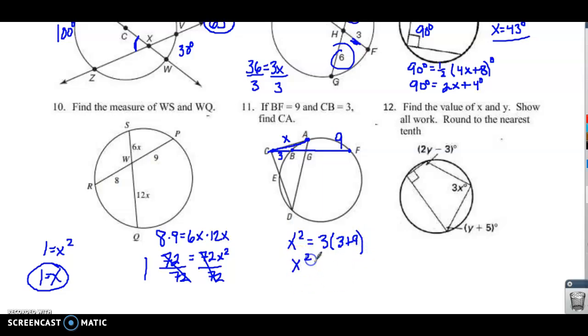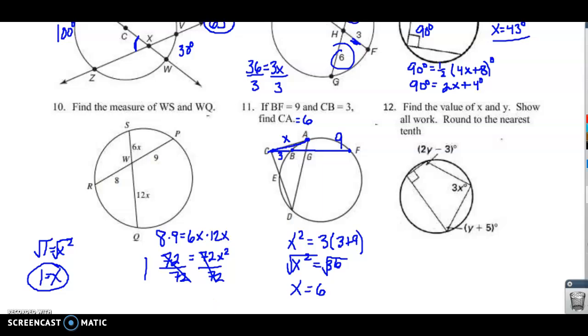So x squared equals 3 times 12, which is 36. Take the square root of both sides. I guess I should have marked that over here. We took the square root of both sides, and x equals plus or minus 6, but in this case x is the full length here, so we're just going to use the positive answer, 6. So what does CA equal? CA equals 6 units.